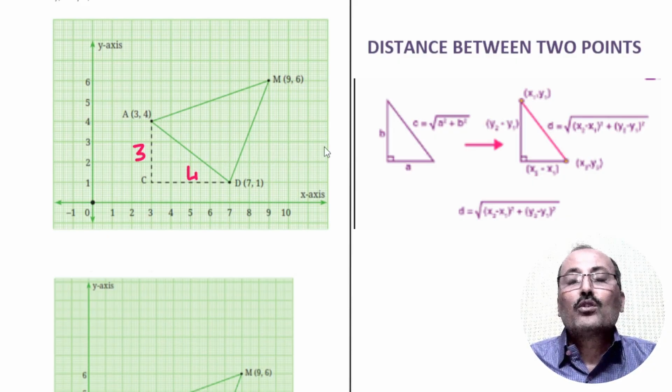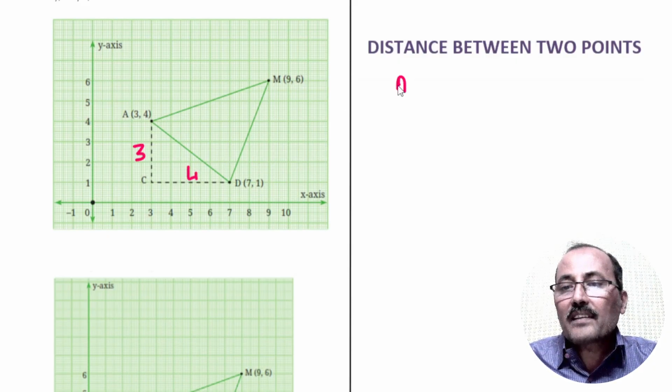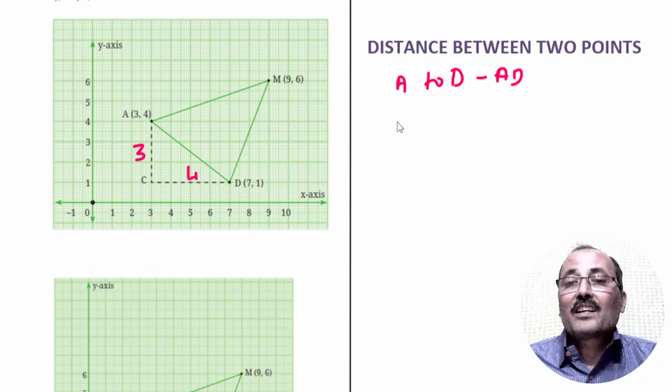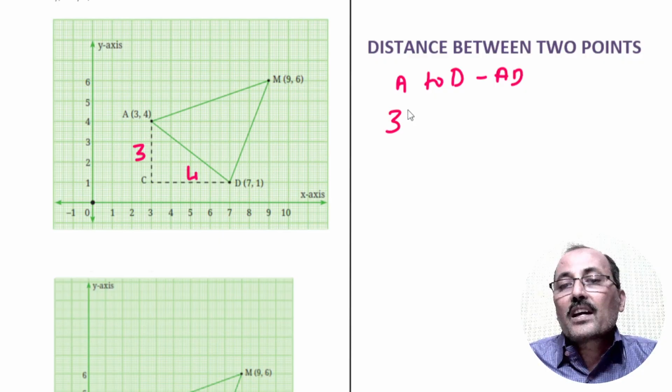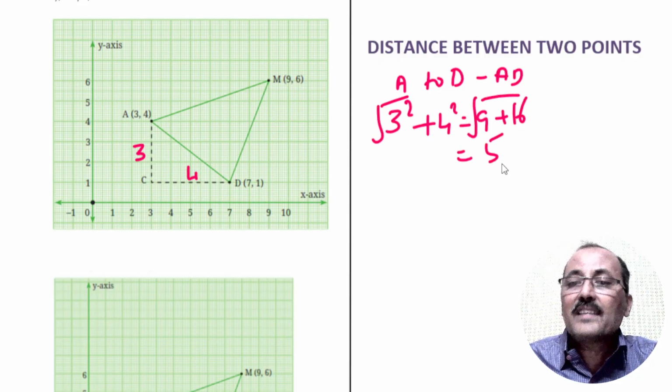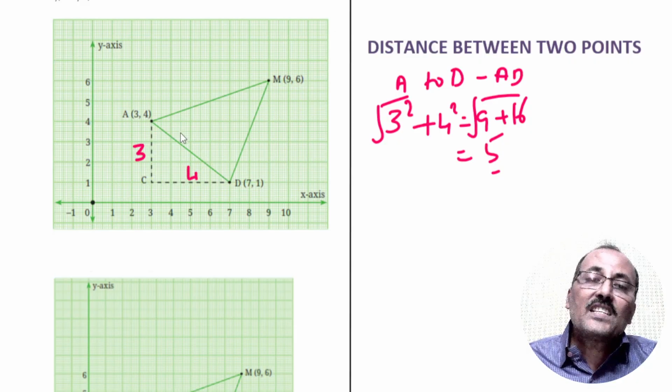That is from A to D. How are you going to find the distance AD? You take the Pythagoras theorem. That is 3 square plus 4 square, which is 9 plus 16. The square root of 25 is 5 units. Yes, this is 5 units by the Pythagorean triplet.